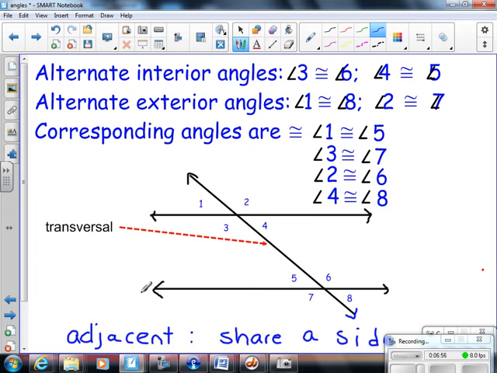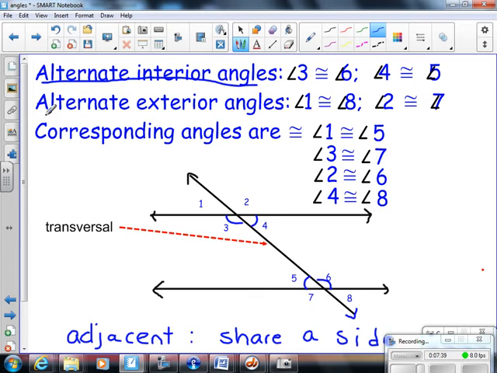Now from parallel lines cut by a transversal, we have some other special angle pairs. The first one is the alternate interior angles. When you think of interior, think of inside the parallel lines. Alternate means kind of opposites, opposite sides. So the alternate interior angles would be 3 and 6. We know those two look like they're both obtuse, so they're going to have the same measure, and we call them congruent. And 4 and 5 are the other alternate interior pair. Angles 3 and 6 are going to be the same, and 4 and 5 are going to be the same.